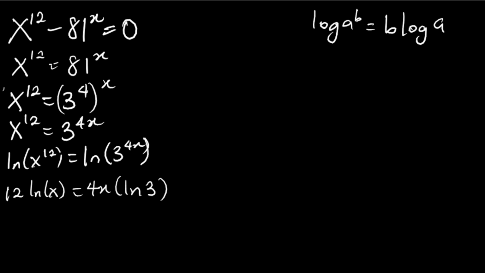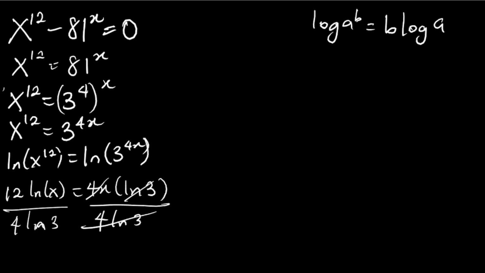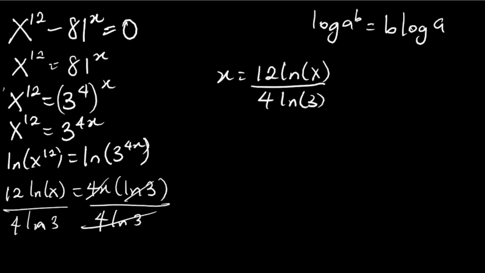Now, I'm looking for x, of course. So what do I do? I'll divide both sides by 4 ln 3. That is, dividing by 4 ln 3, I'll also divide this side by 4 ln 3. So it means that 4 ln 3 will cancel out here. Then I'll have x equal to 12 ln x divided by 4 ln 3.